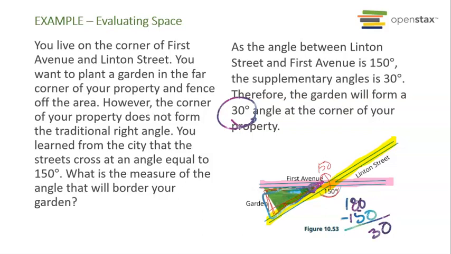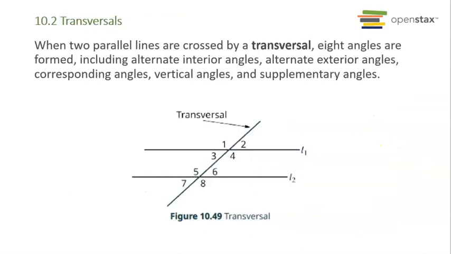What if there's a third line? This is 2 lines. What if a third one comes along, but it doesn't intersect both of them? It only intersects one, like this. Then you've got a pair of parallel lines cut by what we call a transversal. And you get 8 angles, sort of.